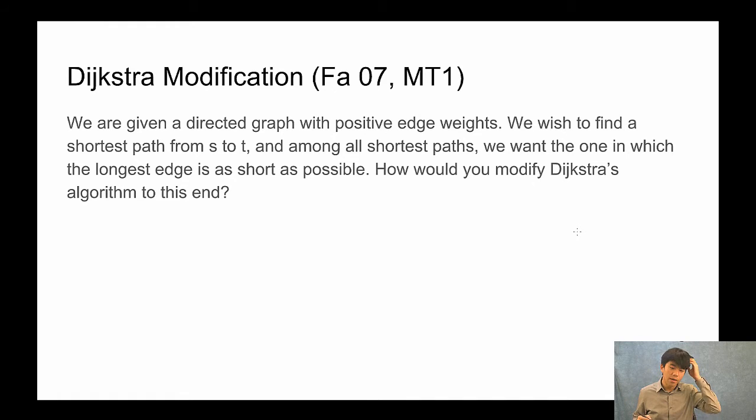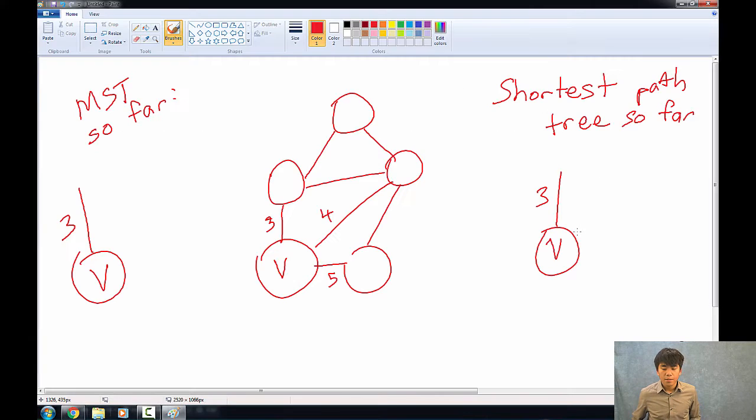All right, so we are given a directed graph with positive edge weights. We wish to find the shortest path from S to T, and among all shortest paths, we want the one in which the longest edge is as short as possible. How would you modify Dijkstra's algorithm to this end? Well, I guess, how does Dijkstra's even work?